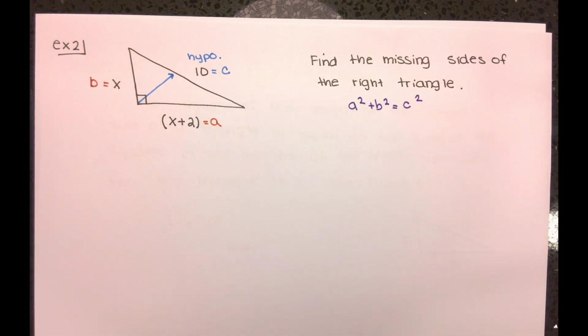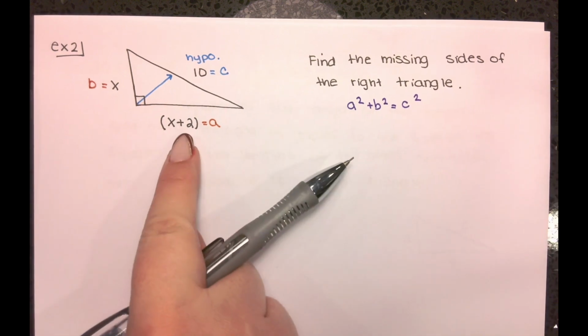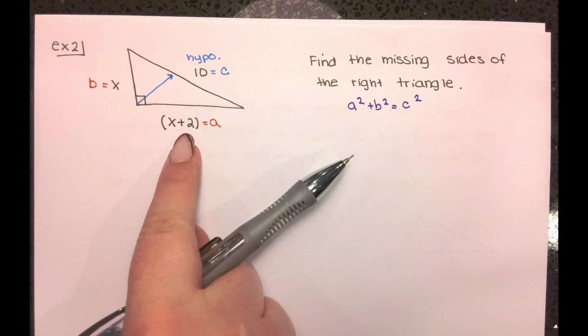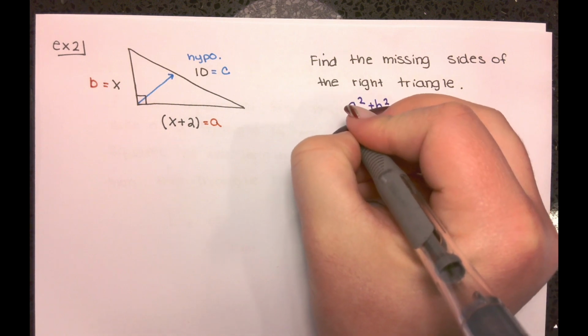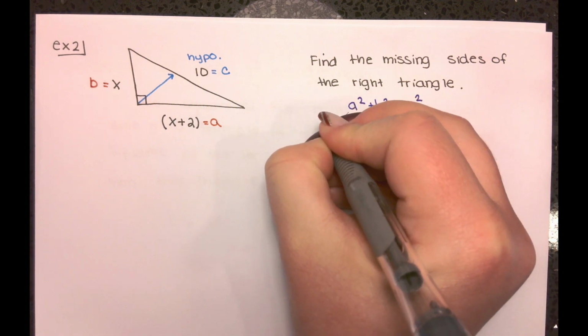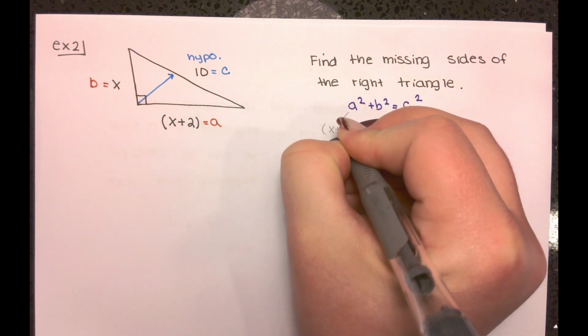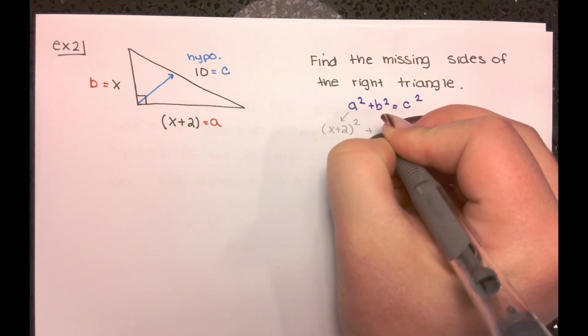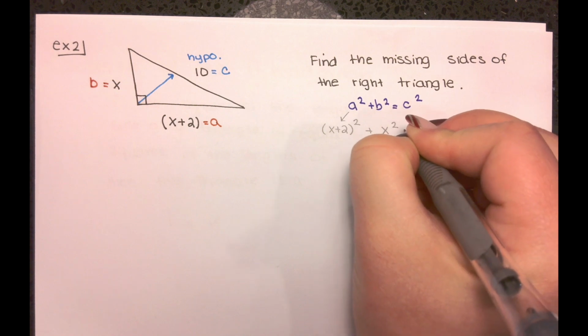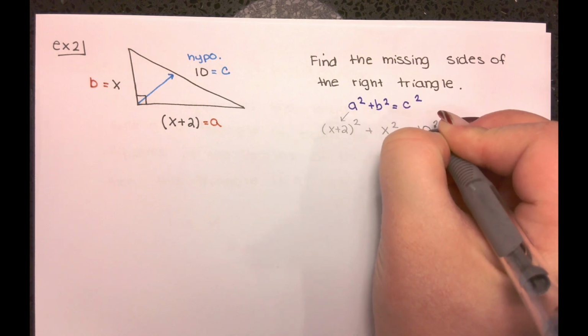Go ahead and set this up. Now this one, notice that we have a binomial, so that's going to be a little bit tricky in making sure that you write this the correct way. So we have a squared. A now needs to be in parentheses because it's not just one thing, it's 2 things. B is just x, and C is 10.